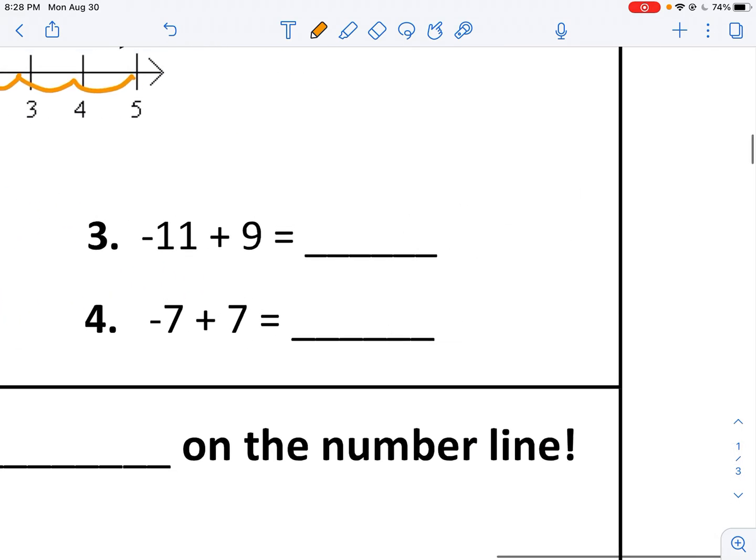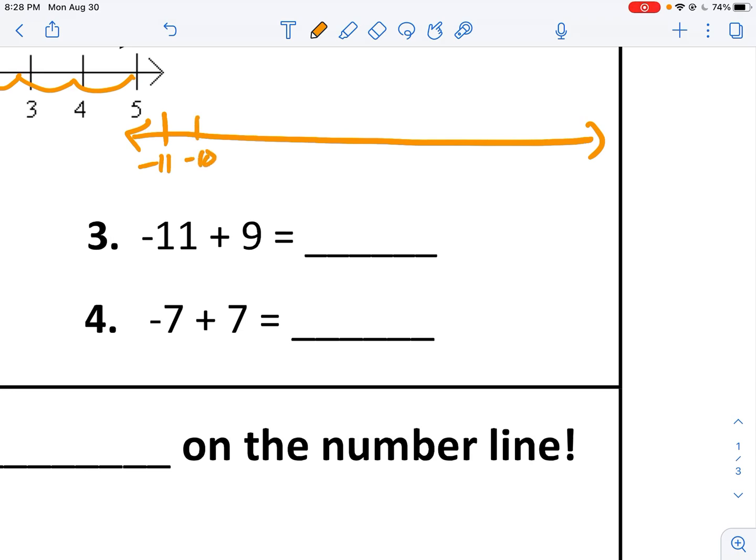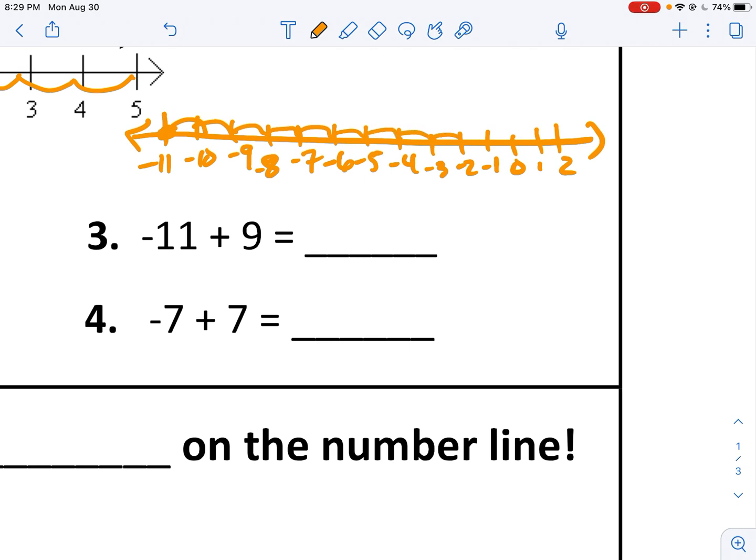Over here, I have negative 11. So I'm going to be starting at negative 11, negative 10, negative 9, negative 8. I don't need to say all of them. Okay, so if I start at negative 11 and I go in the positive direction 9, 1, 2, 3, 4, 5, 6, 7, 8, 9. That gets me to negative 2.